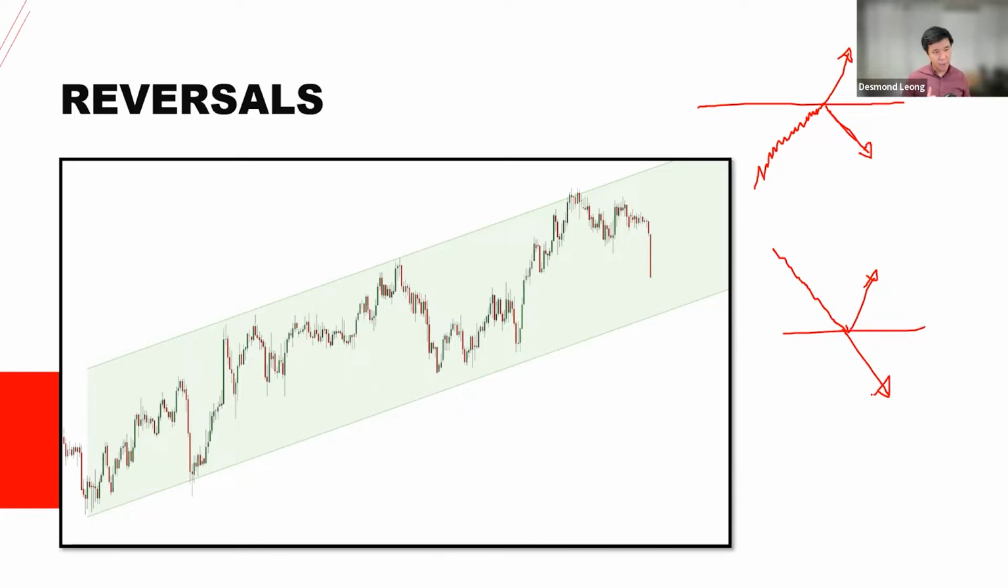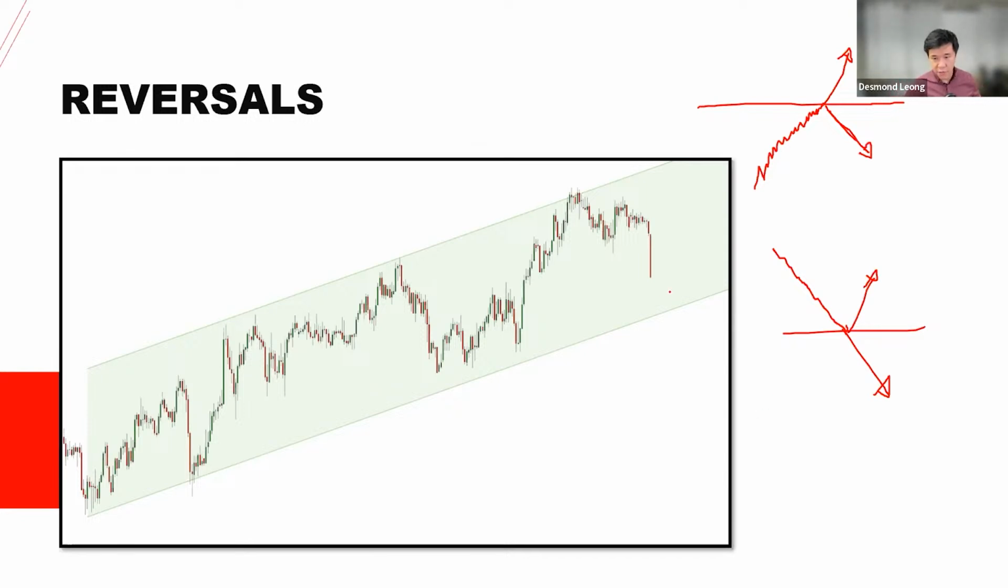Now, candlestick patterns are very useful in helping you get a good chance of forecasting this accurately. Of forecasting a bounce, a reversal, or a breakout, depending on your candlestick pattern. Let me show you why.